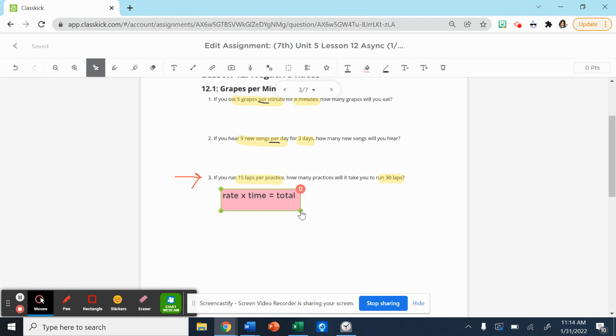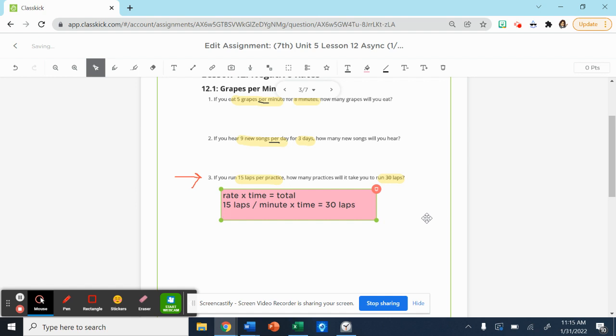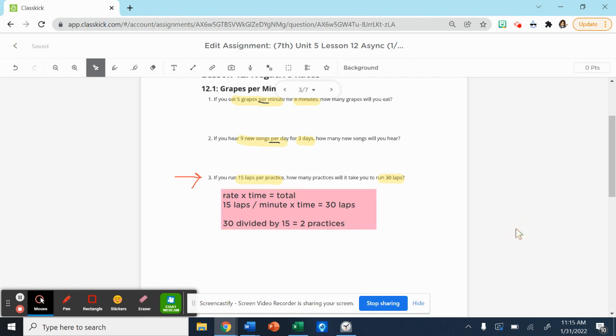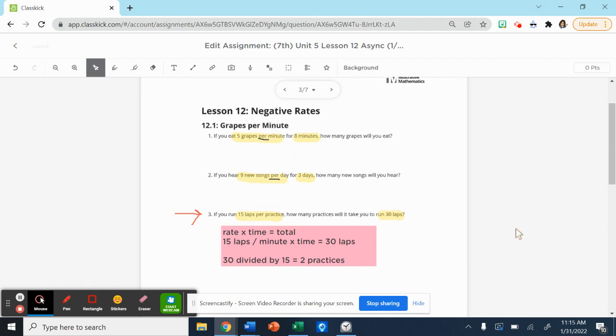In this case, we know that the rate is 15 laps per practice, and we don't know the time. We're multiplying it times some amount of time. That is equal to 30 laps. And so you could either use your prior knowledge to determine the missing number in this multiplication sentence, or you could use inverse operations, which is what we're moving towards. 30 divided by 15 is equal to 2, and that's the amount of time, 2 practices. If you'd like to check your work specifically for questions 1 and 2, you can again open today's notes in the main folder.